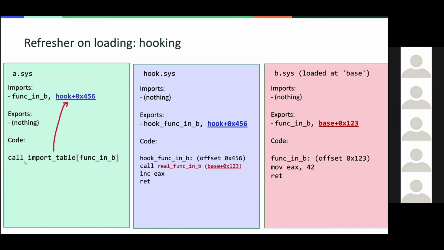So what happens when you run the call? You access the function B element in your import table, which is here. This in turn, once referenced, will call this hooked function. This in turn calls the real one, which is here. This returns 42. It returns at this point. We run the increment EAX, and we return back to our initial A. So A thinks it has called B, but actually it has called hook, and the hook has done the work of calling B.